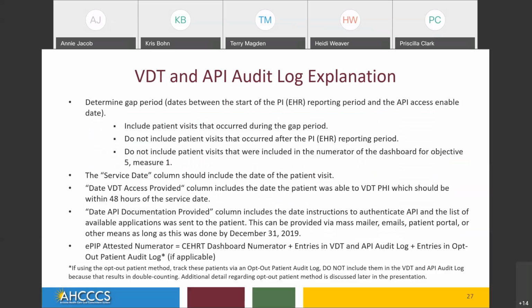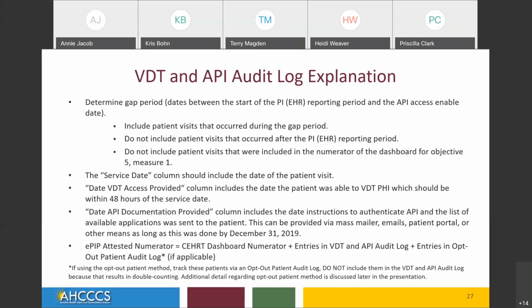The VDT and API audit log explanation. First, you needed to determine the gap period, which is the date between the start of the PI reporting period and the API access enable date. These patients who fall into this gap period make up the VDT and API audit log. Do not include patient visits that occurred after the PI reporting period. Do not include patient visits that were included in the numerator of the dashboard for Objective 5, Measure 1. The only patients in the VDT API audit log are those patients in the gap period because the Cert numerator is not calculating or including those patients in the dashboard.